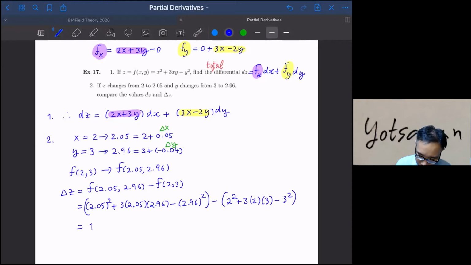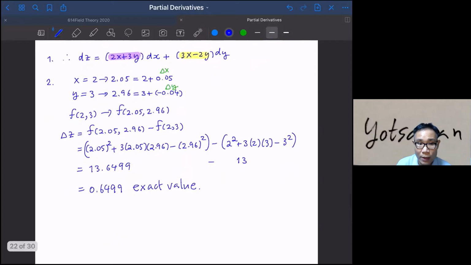You're going to get 13.6499. It's a little bit difficult, messy in order to compute this number. And you subtract this number, which is quite easy. This is 4, this guy will be 18, so it's 22 minus 9, which is 13. So you see that delta z is exactly equal to 0.6499. This is the exact value.